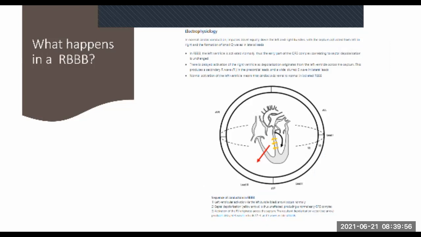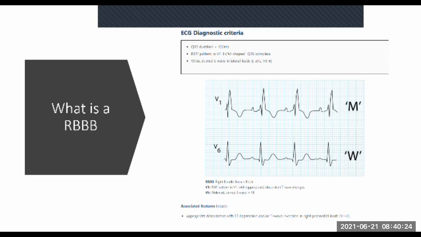In a right bundle branch block, the left ventricle is activated normally. In other words, that starts working as it should. But there is a delay of movement of electricity across, so it takes a bit longer to depolarize across the septum. This is what produces that second R wave, and sometimes a wide S wave. It's a nice thing to know, but basically that's the reason why I get the RSR pattern.